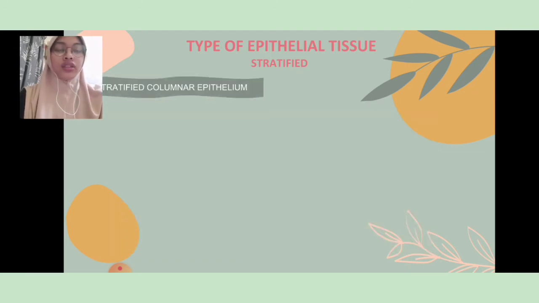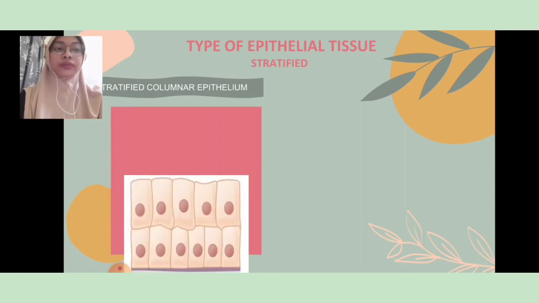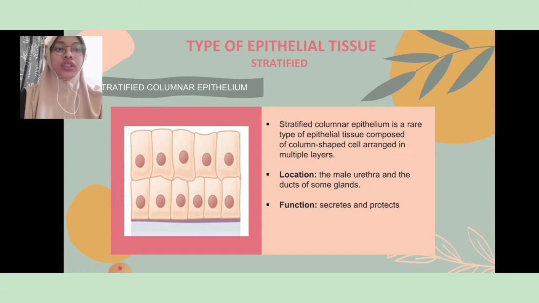And the third one is stratified columnar epithelium. Stratified columnar epithelium is a rare type of epithelial tissue composed of column-shaped cells arranged in multiple layers. We can find it in the male urethra and the ducts of some glands. The function is to secrete and protect.